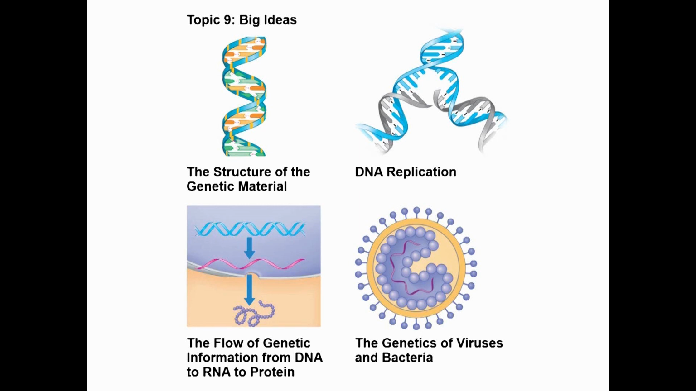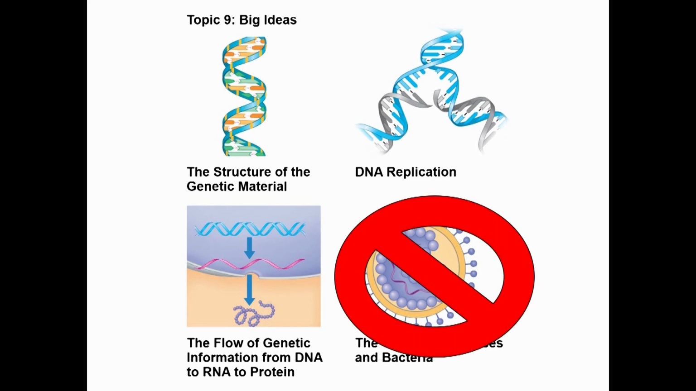Today we're going to move on to topic 9. This has to do with DNA, RNA, and protein. We can break these big ideas into the structure of genetic material itself, the way DNA replicates, the flow of genetic information from DNA to RNA to protein, and sometimes I talk about genetics of viruses and bacteria.